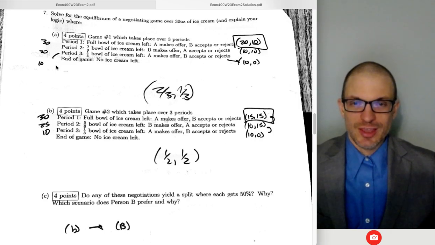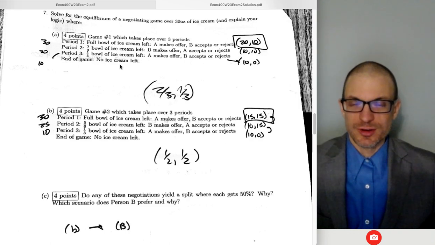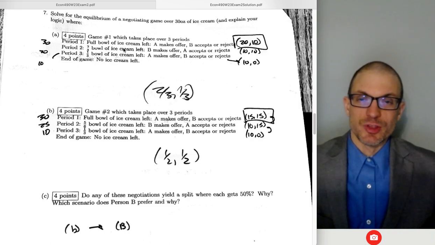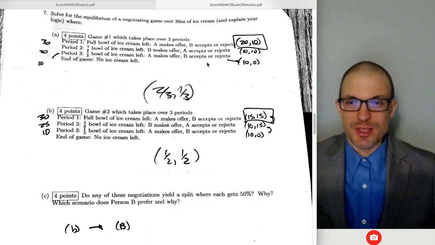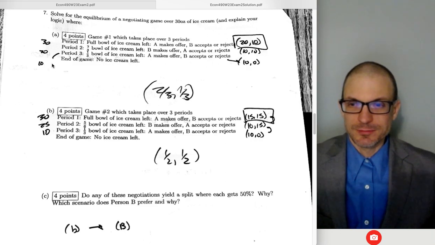The longer it takes to come to an agreement, the worse it is, and then maybe it's not worth even doing at a certain point if the summer's over or whatever. Anyway, so how does this work? Well, we go to the last period, and we say in the last period there's going to be 10 ounces remaining.